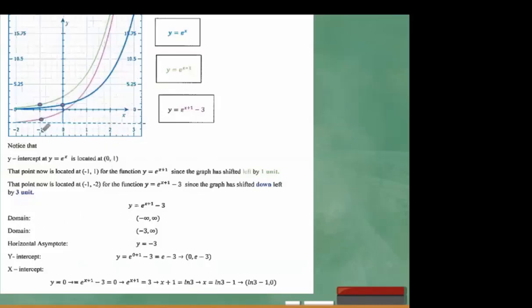As you can see, the domain would be from negative infinity to positive infinity still. And the range, however, would be from negative 3 to infinity. So this would be the range.